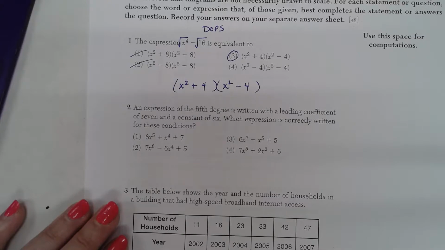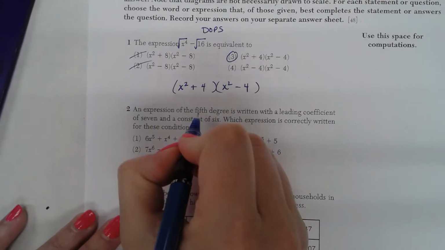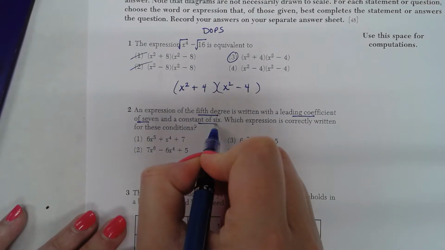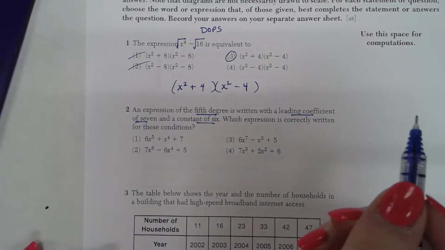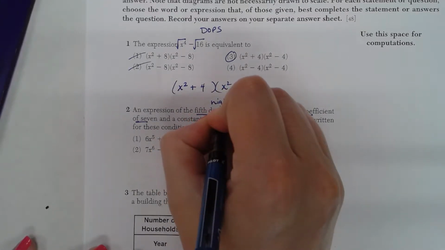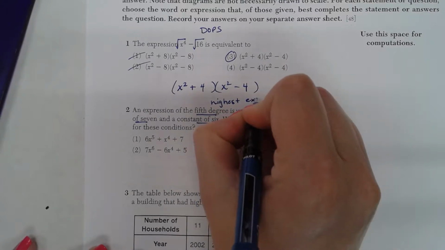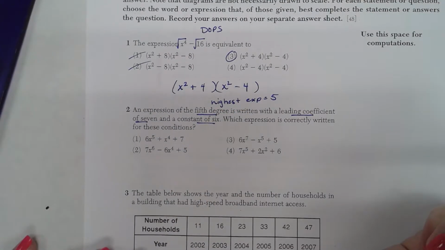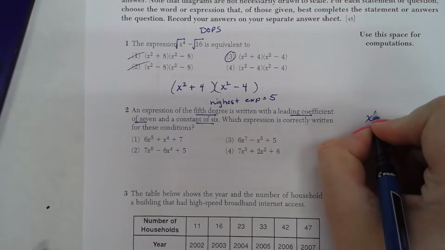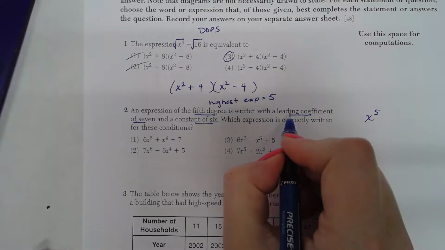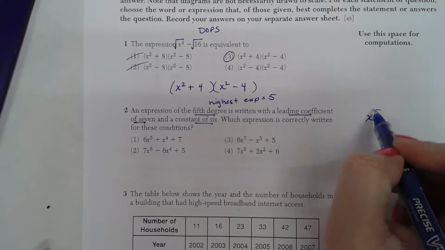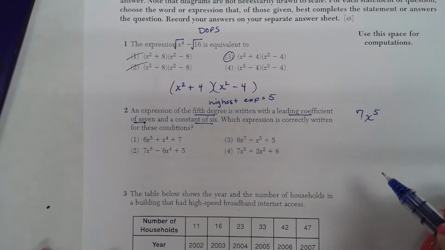Second question. An expression of the 5th degree is written with a leading coefficient of 7 and a constant of 6. Okay, let's break all this down. 5th degree means that the highest exponent is 5. Okay, so that means that I have an x to the 5th because that's my highest exponent. The leading coefficient is 7. So that means if this is my highest exponent, then the coefficient in front of that is a 7.